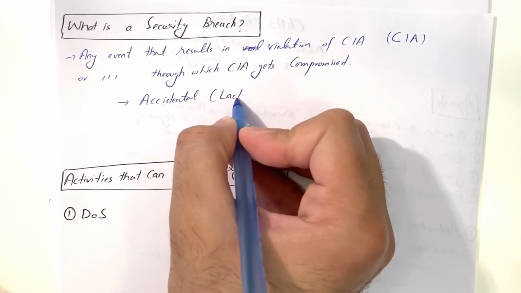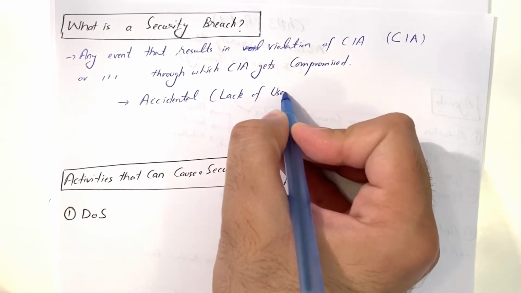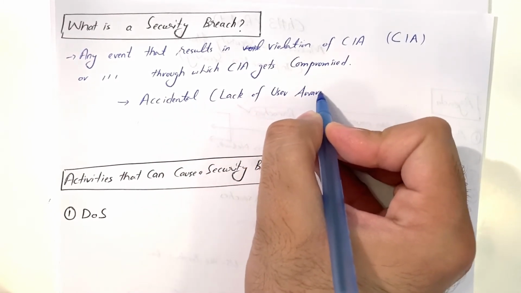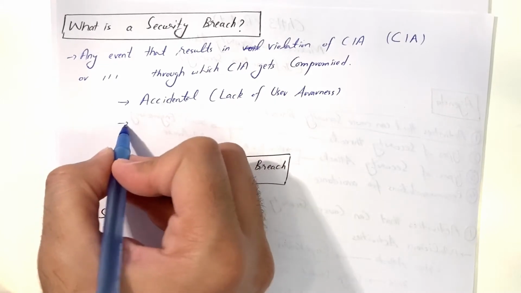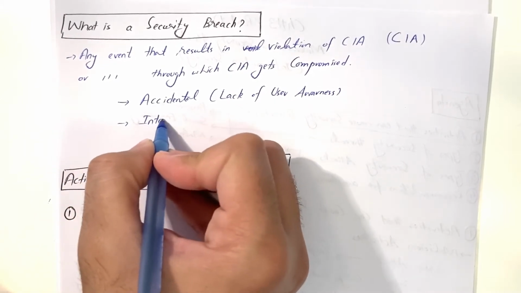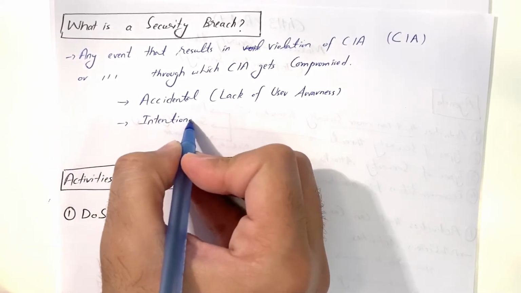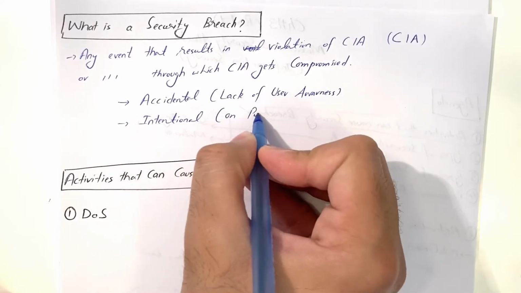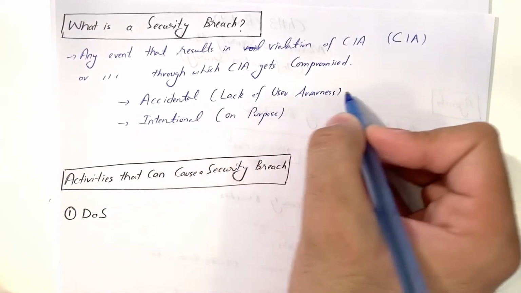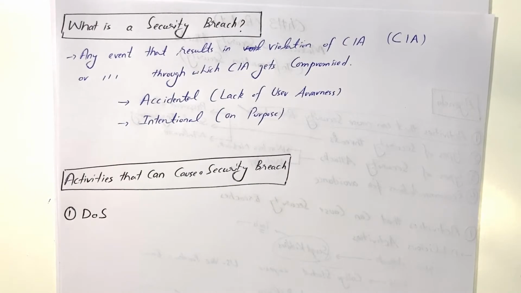Now, these security breaches can be accidental sometimes, which could be lack of user awareness. We will talk about how we can handle that. Or it could be intentional. Intentional means on purpose, like attackers deliberately creating a breach, opening backdoors and stuff like that to hack a system.